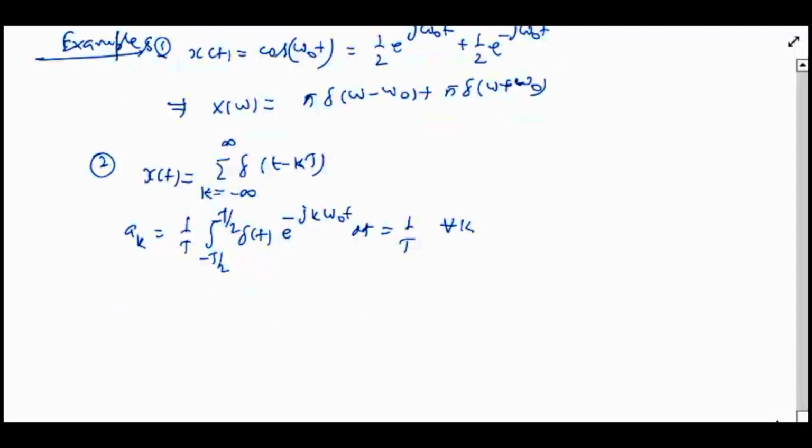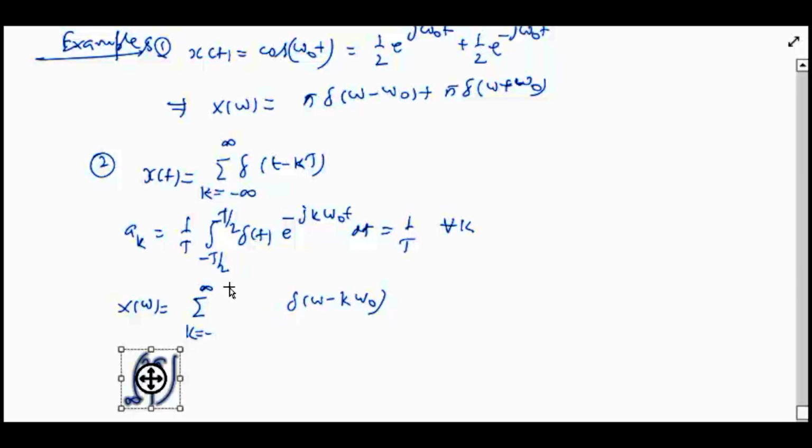Right? So now I can write the Fourier transform of x(t), X(omega), as follows. It is the sum from k equals minus infinity to infinity of 2 pi by T delta(omega minus k omega_0). Notice that 2 pi by T is constant, so I can bring it out of the summation, and the Fourier transform can also be written as follows.